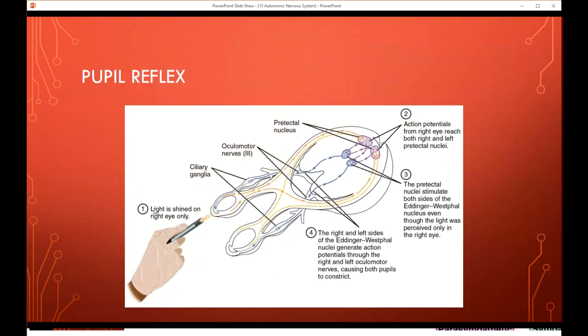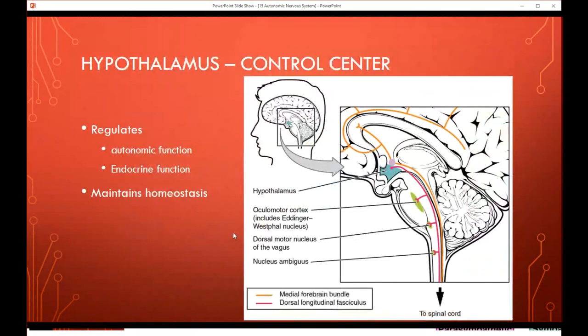So here's that pupil reflex that I was just talking about. We shine the light into the right eye only. You can actually see that the light is going to travel through both sides, and that's one of the reasons, because it's going to go through the optic chiasm right here, through those optic nerves. Then we're going to hit that pretectal nucleus back here, and we're going to get an action potential from both sides. They're then going to stimulate both sides of that Edinger-Westphal nucleus, and the right and left Edinger-Westphal nuclei are going to generate action potentials, and it's going to cause both pupils to constrict.